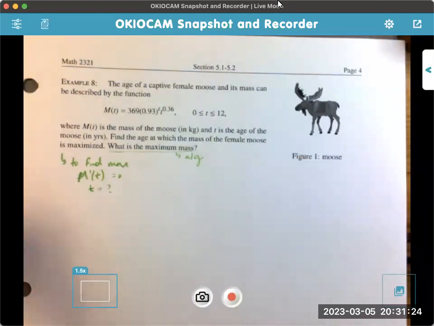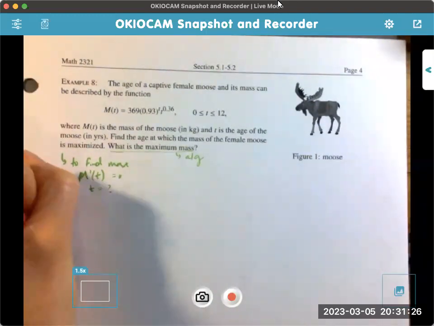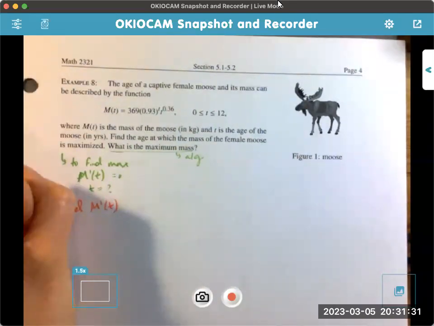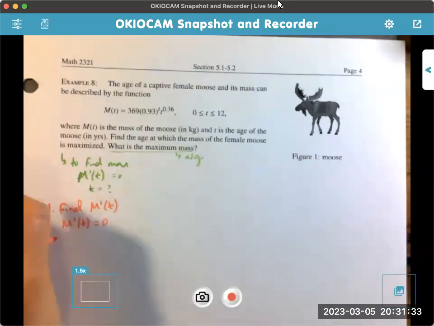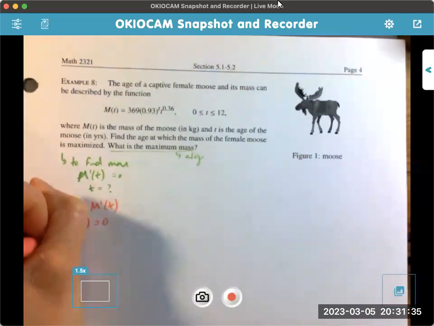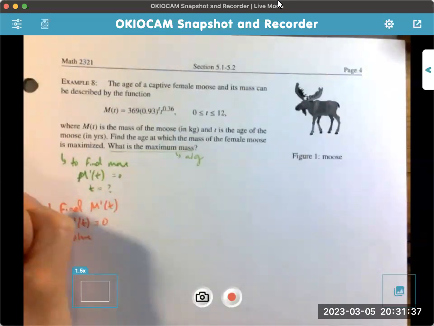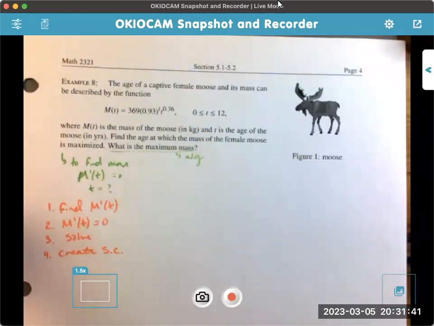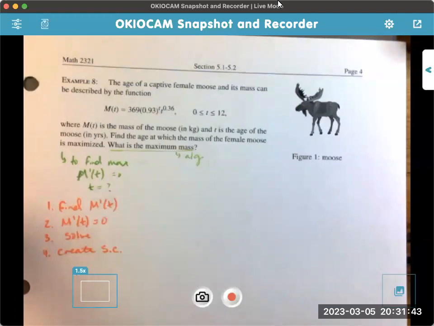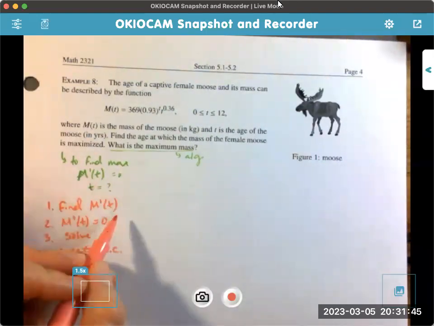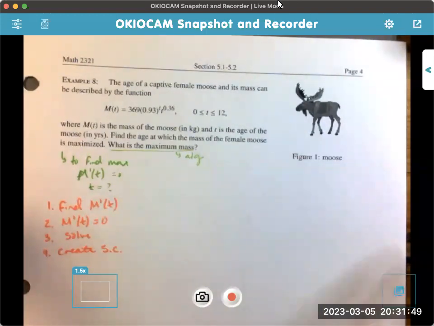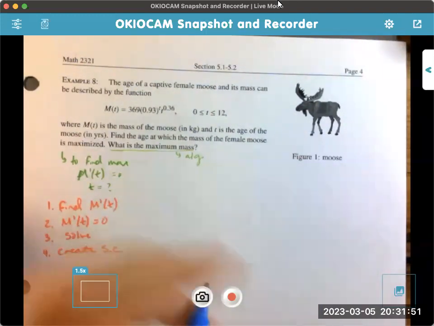Remember, the first step is find M prime of t. The second is to set the derivative equal to 0. The third is to solve, and then 4 is the sign chart. All right, away we go. Let's see. Oh, it's kind of big. Okay, let's see. Do I want to start here? Yeah, here's good. I just need to remind myself to write small.